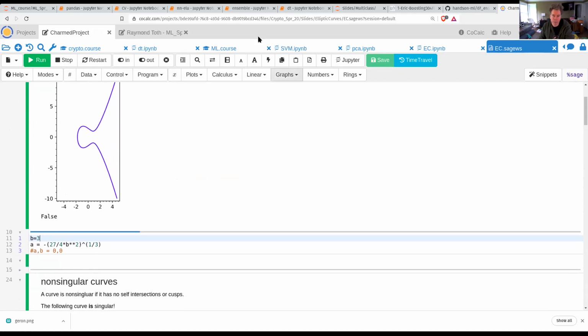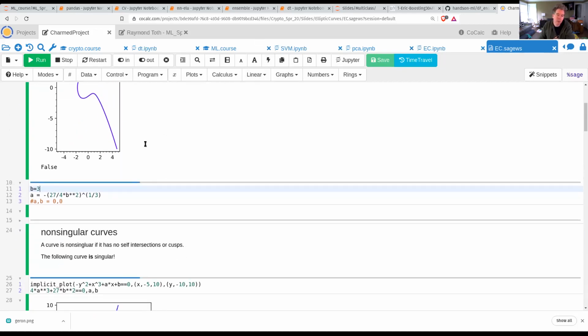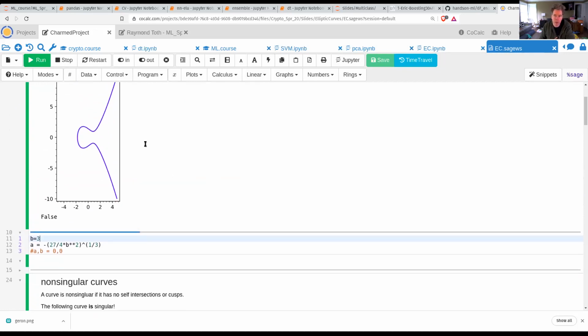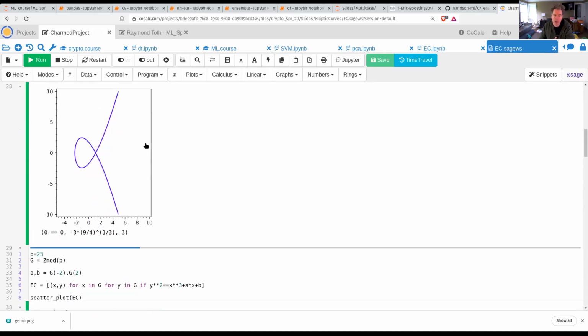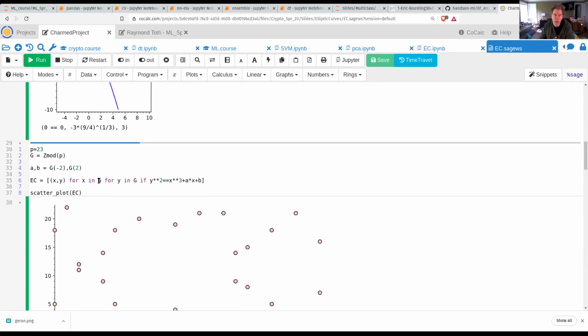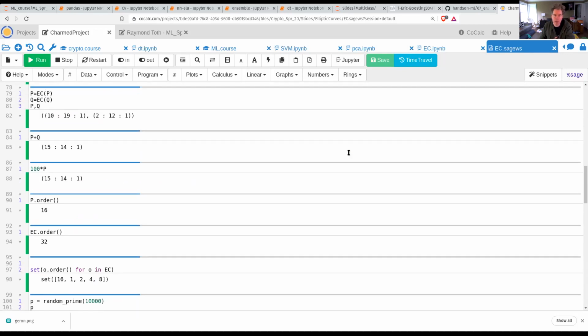So that's what happens if you plot an elliptic curve over the real numbers. You get this nice geometric picture. But in the notes, you probably noted that it was actually being defined over ZP star.